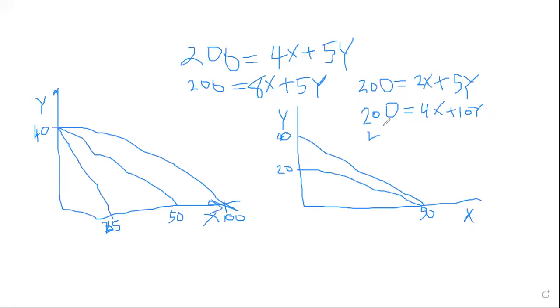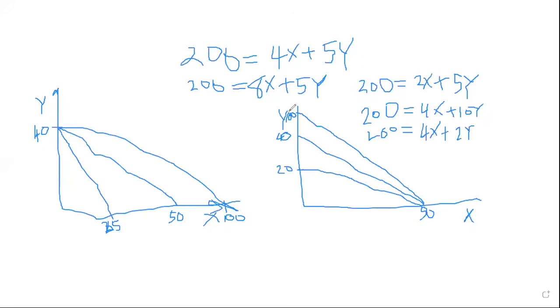So in that sense, let's say we have 200 is equal to 4X plus, let me reduce it, let me say 2Y. So in that sense, you see that it's going to rotate outward. And this will be 100, right? So that is how a change in price of one commodity, holding the price of the other commodity constant, affects the budget line.